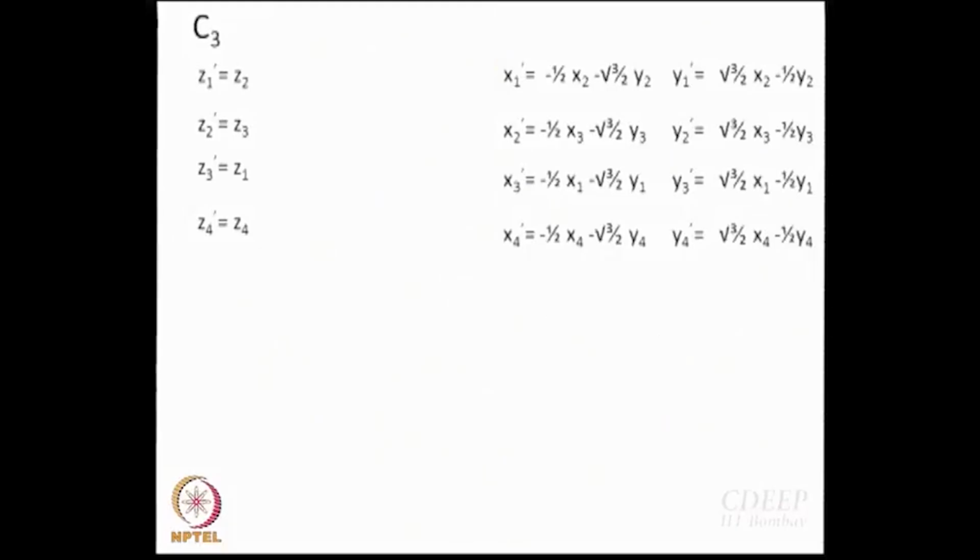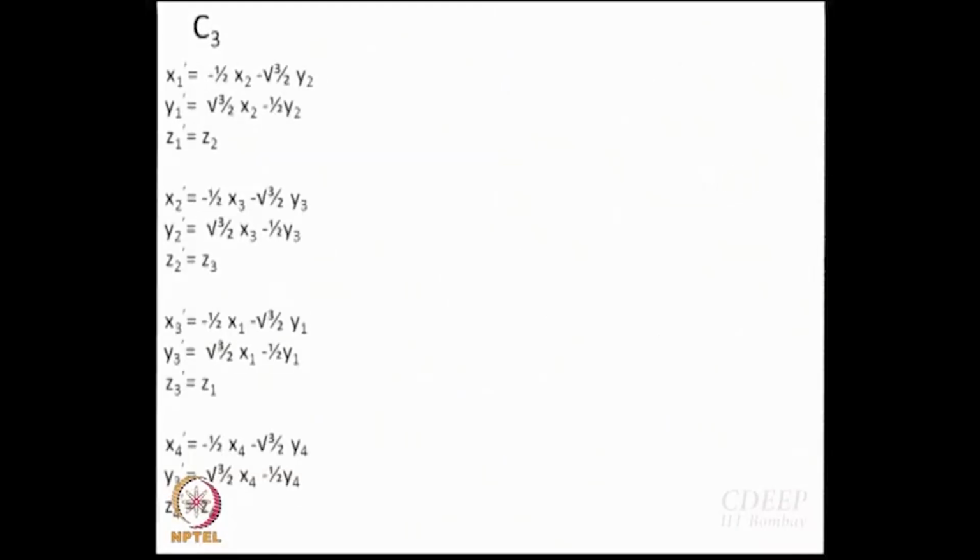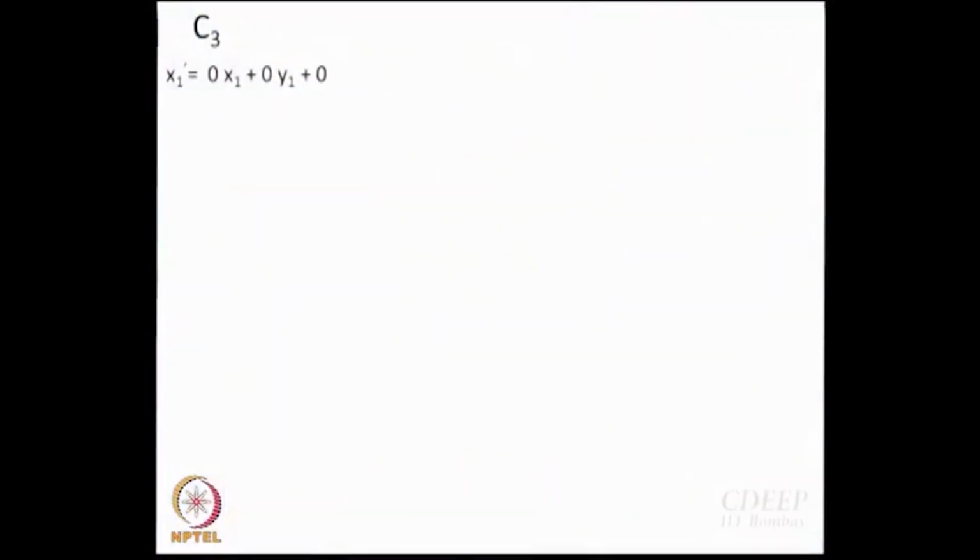To do that, first let me get rid of the figure. Then let me write the equations of 1, 2, 3 and 4 together. If I want to write it as a matrix, I have to put in all those terms where coefficients are zeros. Most of the terms have coefficient 0, but I have to write it. So let me do that. x1 dashed equal to 0 x1 plus 0 y1 plus 0 z1 minus half x2 minus root 3 by 2 y2 plus 0 into z2 plus 0 into x3, and I am tired, 0 into everything else.